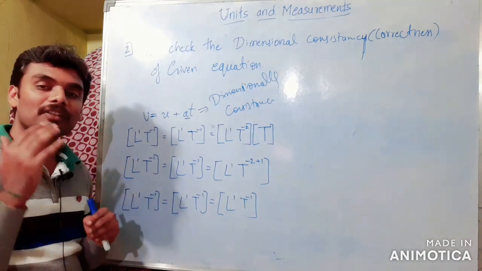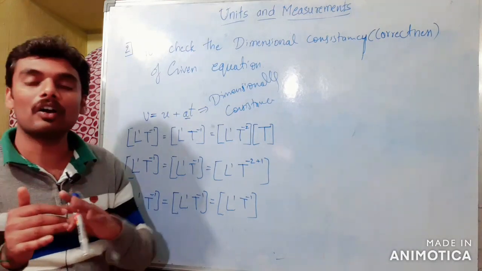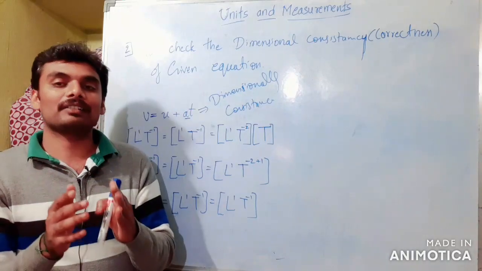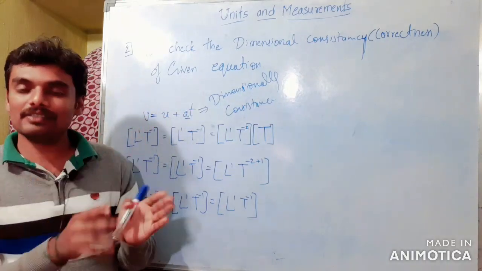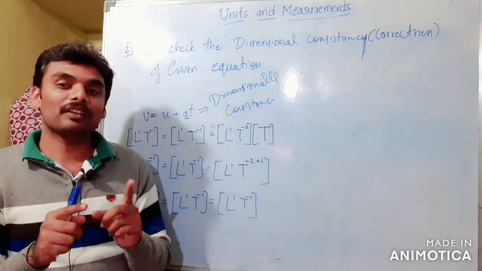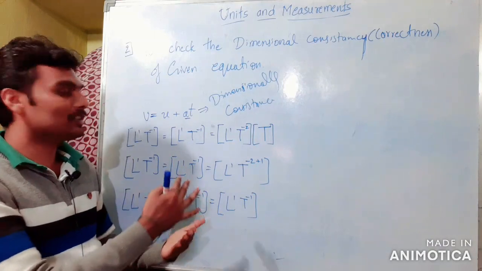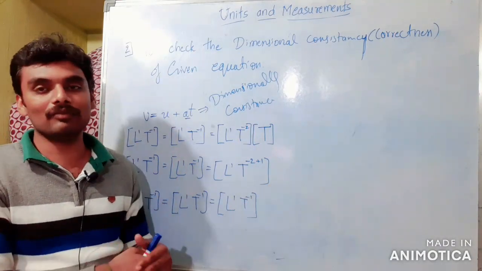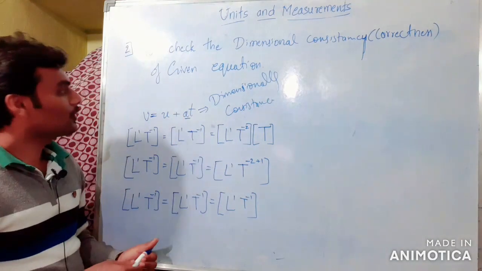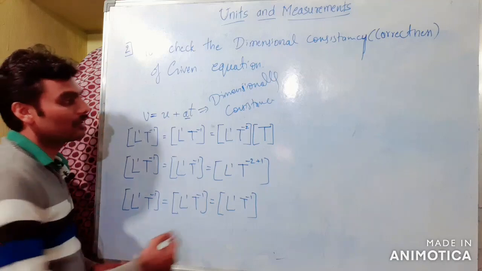Dimensional consistency will give us the basic idea of whether the equation is wrong or it can be checked again. If the equation fails dimensional consistency, it is said to be wrong. If it passes, or if it verifies the dimensional consistency, then we have to check it again for further validation. Clear? So this is one equation for which we check the dimensional consistency.